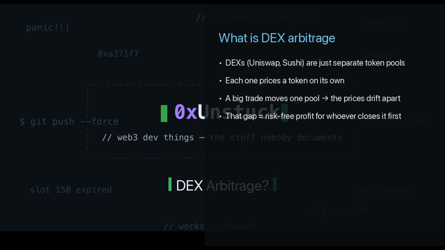Decentralized exchanges like Uniswap and SushiSwap are just separate pools of tokens, and each one prices a token on its own. Most of the time they roughly agree, but the moment a big trade moves one pool, the prices drift apart, and that gap is free money for whoever closes it first. Buy the token where it's cheap, sell it where it's expensive, done.